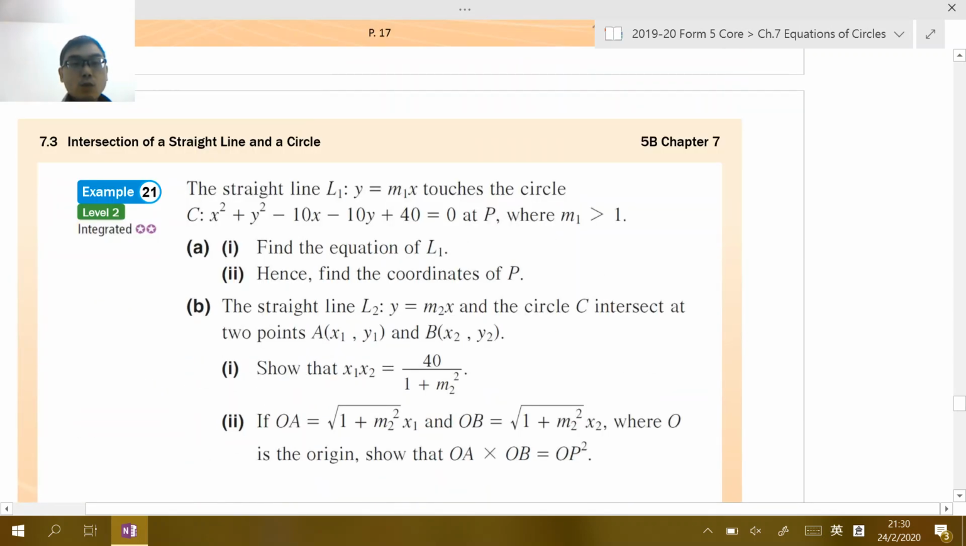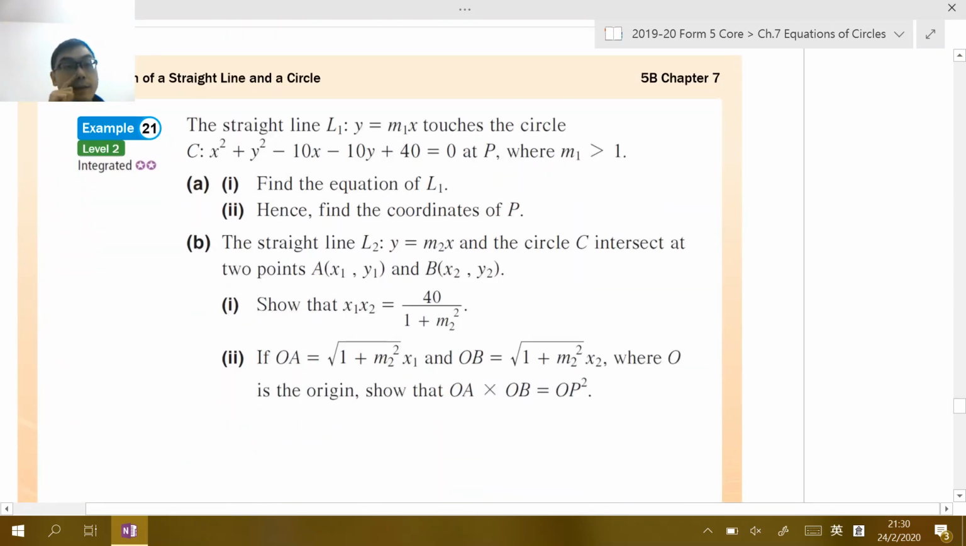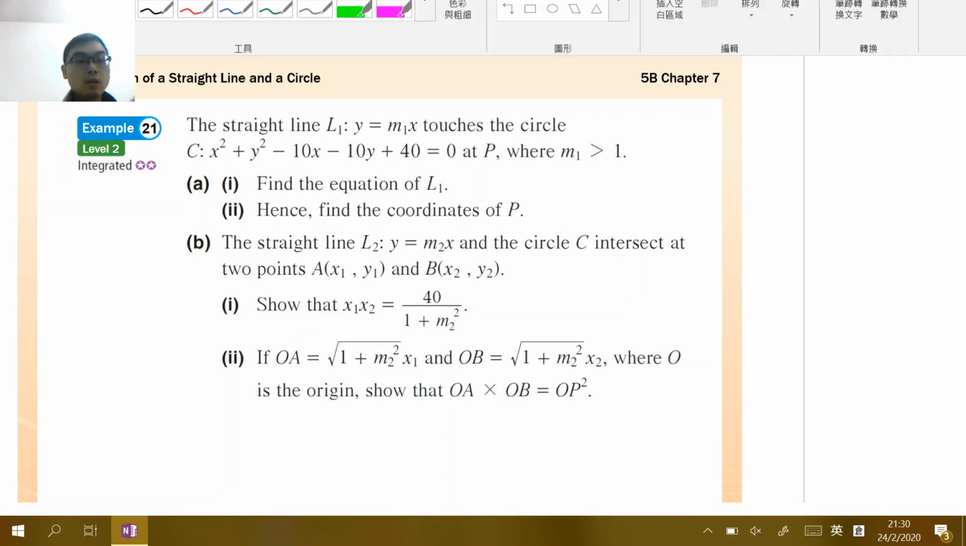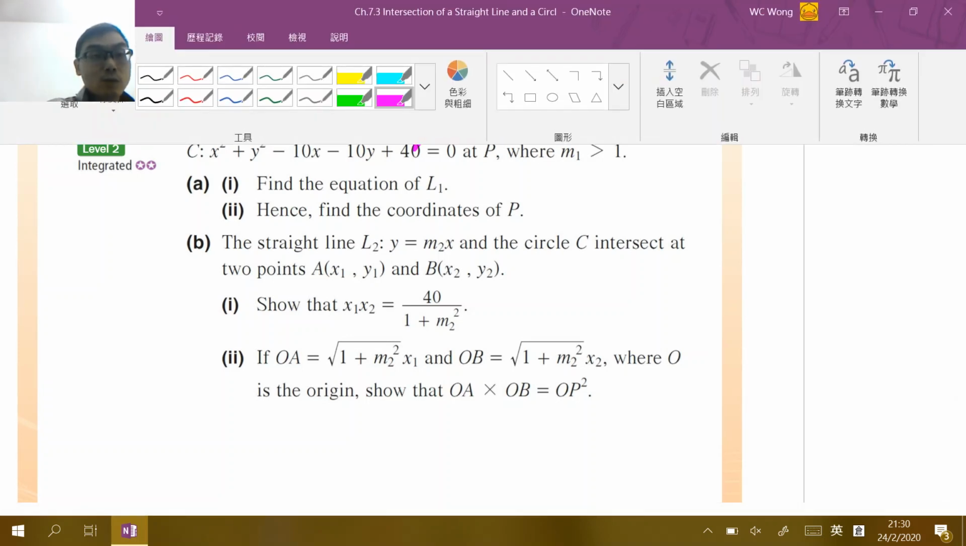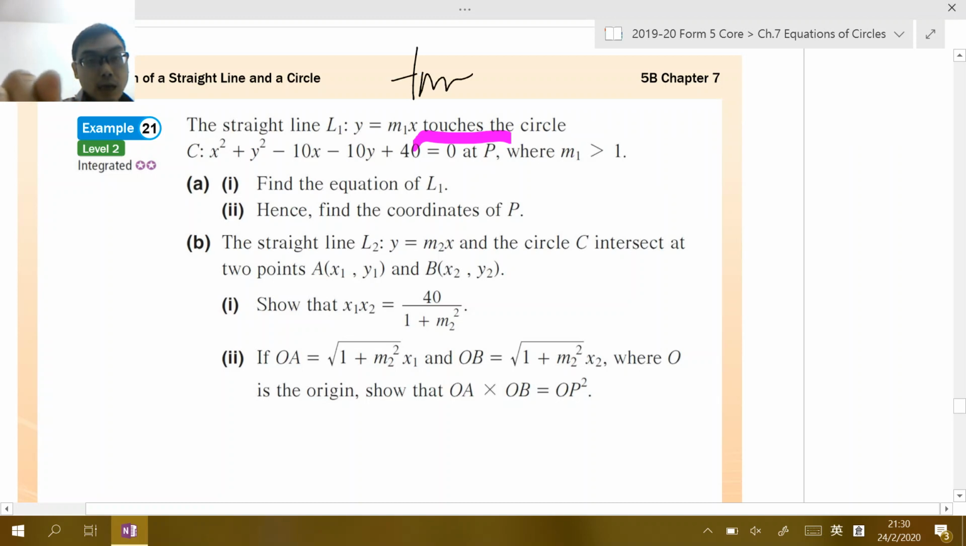Besides this one, example 21 is also like this, where you have the equation of tangent, which is y equals m1x. So why do I know this is a tangent? Because you can see the keyword here, touches. When we say touches, it means the line we are talking about should be tangent to the circle.